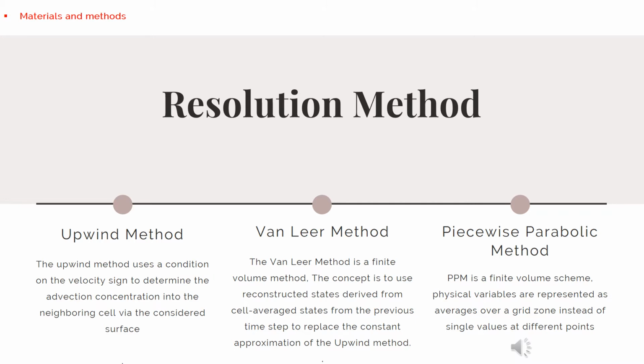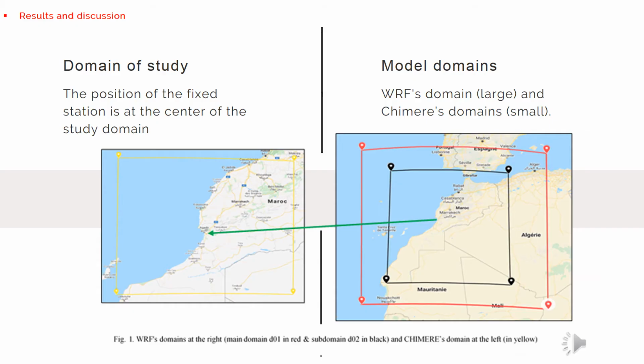The finite volume approach was used in the CHIMERE model. The need for stability, and as a result, a reduction in computation time, drives the decision to use such methods. Figure 1 depicts the selection of two meteorological domains for this study, the main domain D01 in red and subdomain D02 in black, both of which cover Moroccan territory. The weather research subdomain in turn contains the CHIMERE simulation domain in yellow, which includes a portion of Morocco. All of these domains describe Morocco's geographical diversity, including the desert, mountains, and oceans.